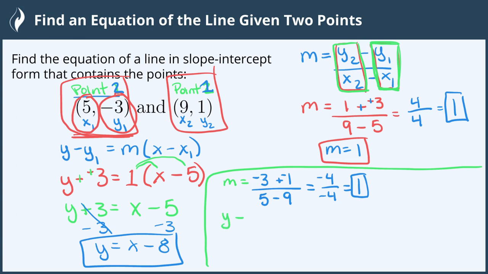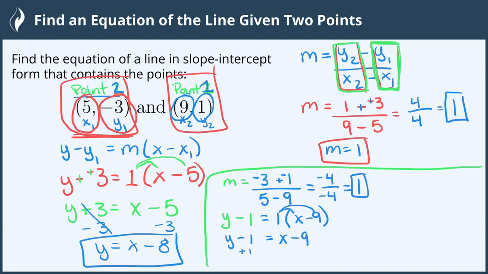So we have y minus y sub 1, and we're using the other point, so that will be the one on this point, equals m is still 1, and we'll use the x value of this point as well. So we have x minus 9. And then we have y minus 1 equals, multiplying the 1 into here with the distributive, we get 1 times x is x, and 1 times 9 is 9. So we get x minus 9.